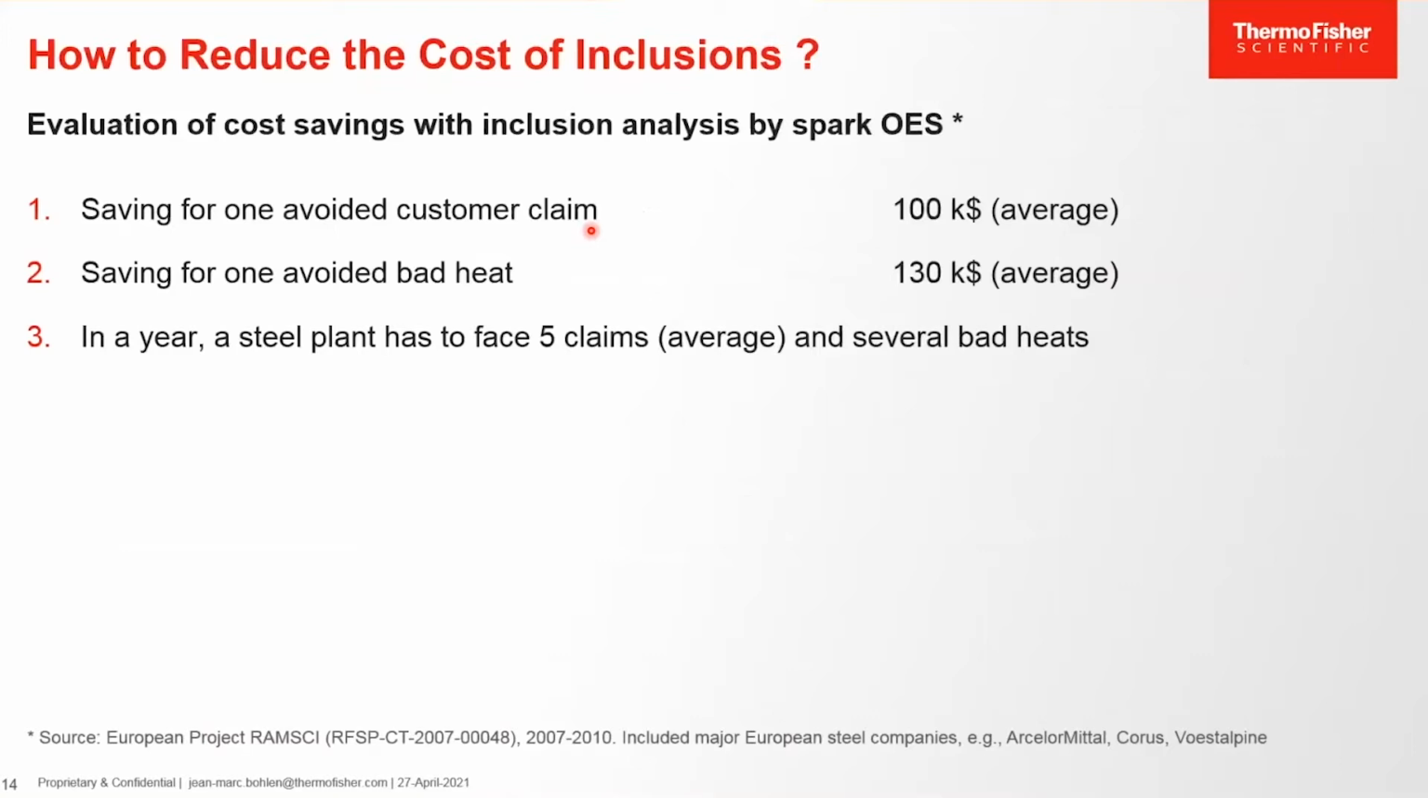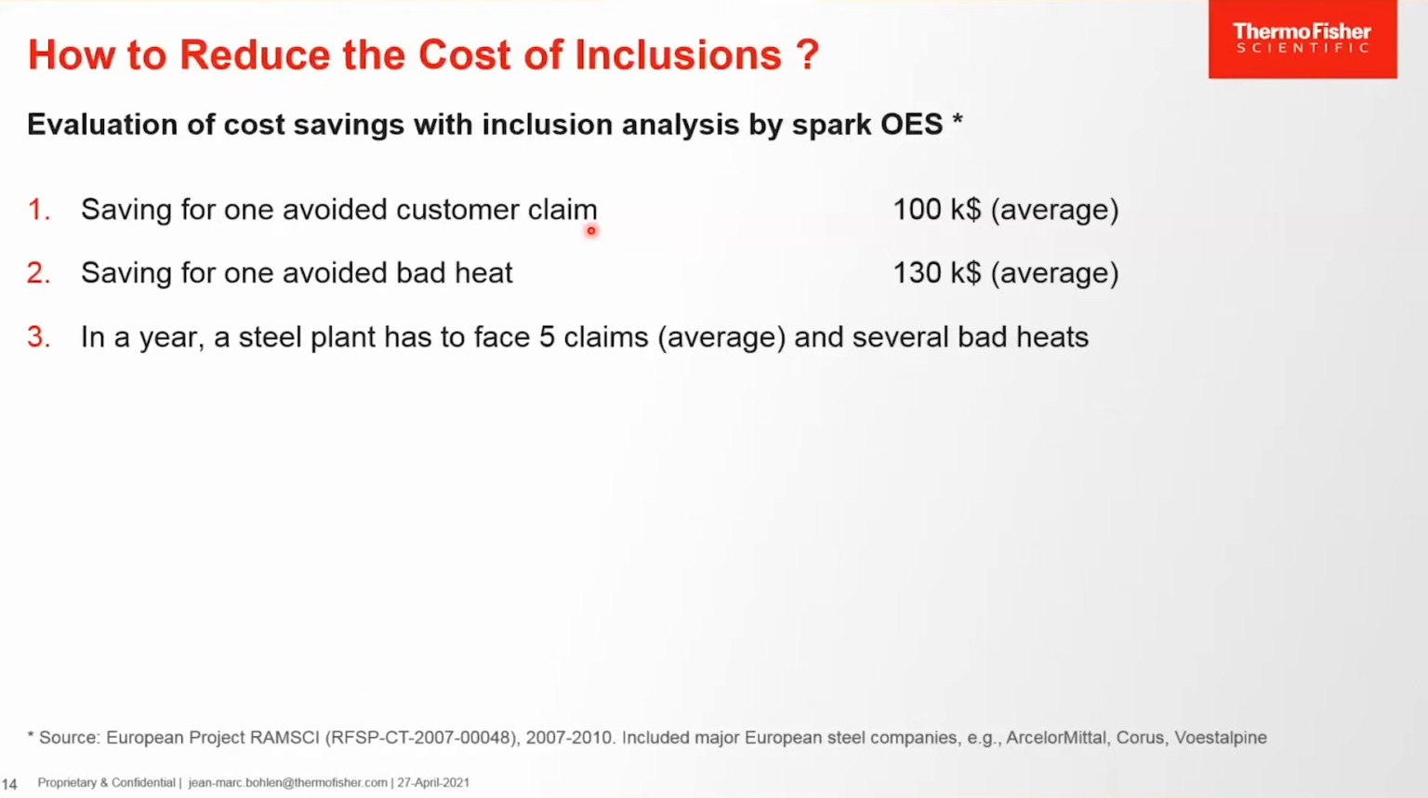In a 3-year-long project on inclusion analysis, several European steel companies, you have some names on the bottom of the slide, have evaluated the benefits of inclusion analysis with optical emission spectrometer. They concluded the following. First, saving for one avoided customer claim corresponds to $100 kilo on average. Second, saving for one avoided bad heat corresponds to about $130 kilo on average.